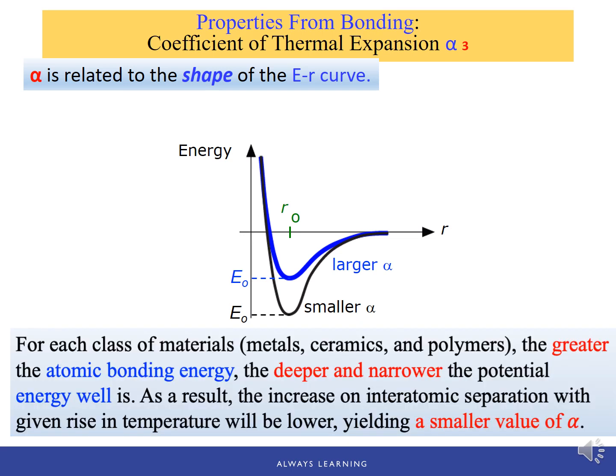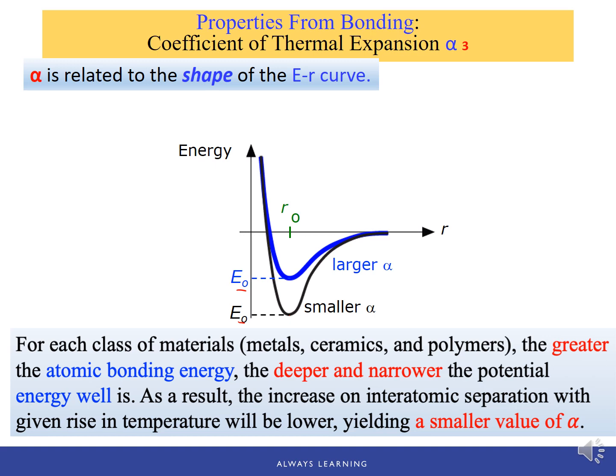where for each class of materials, including metals, ceramics, and polymers, the greater the atomic bonding energy, meaning the larger the E0 is, the deeper and narrower the potential energy well is. As a result, the increase in interatomic separation with a given rise in temperature will be lower, meaning for the deeper and narrower energy well, the increase in the separation will be smaller because it's narrower, which yields a smaller value of alpha.